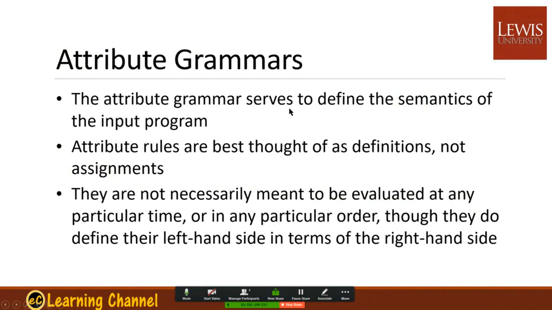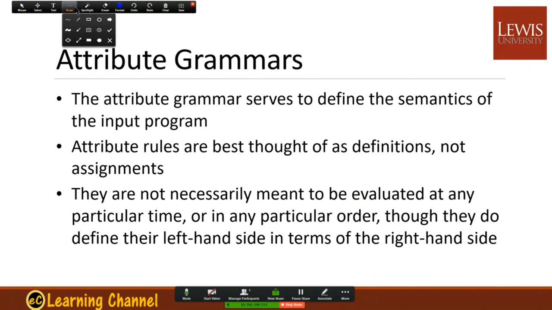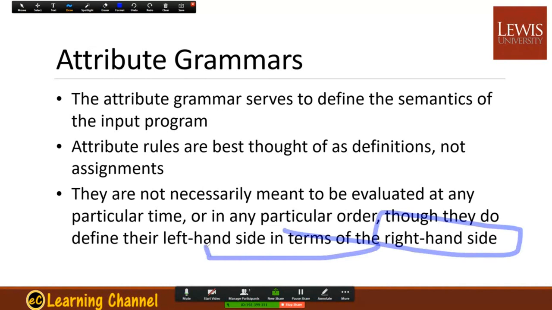Attribute grammar serves to define the semantics of the input program. Attribute rules are best thought of as a definition, not an assignment. They are not necessarily meant to be evaluated at a particular time or in any particular order, though they do define their left hand side in terms of the right hand side. So basically, attribute grammar also will derive data so that the right hand side will feed the result back to the left hand side.